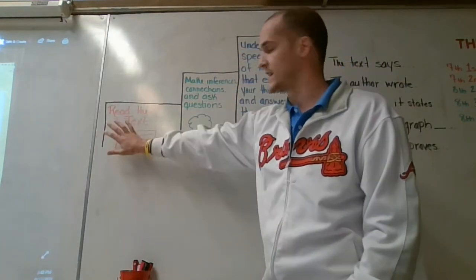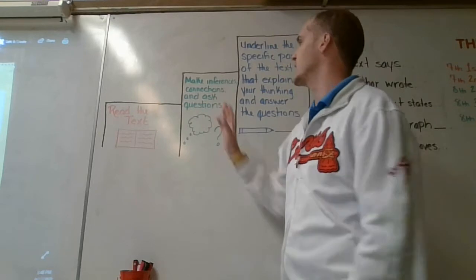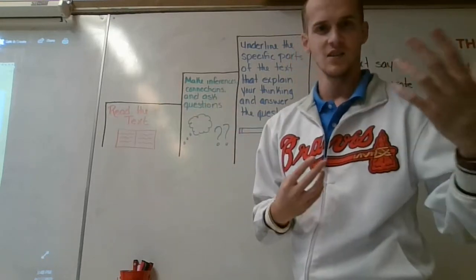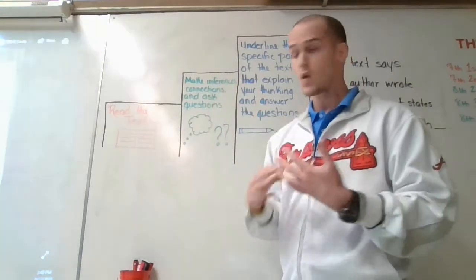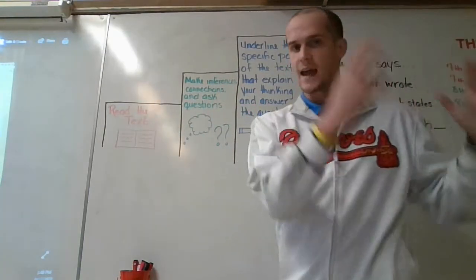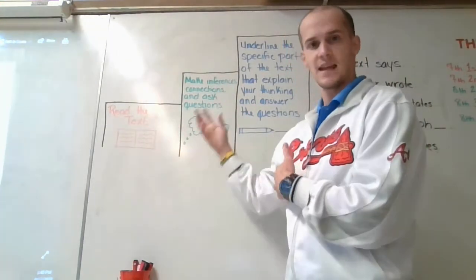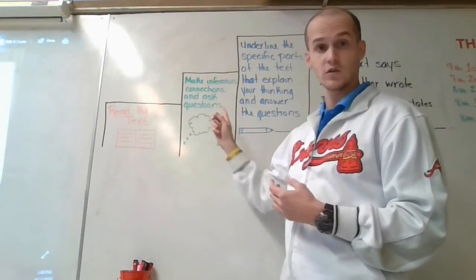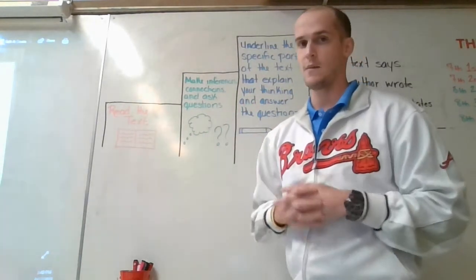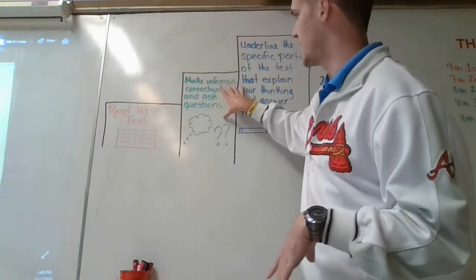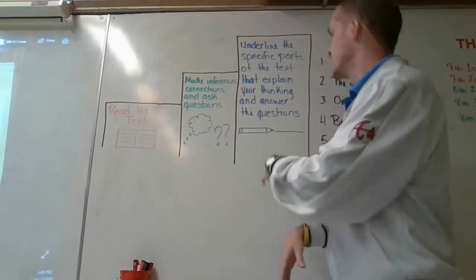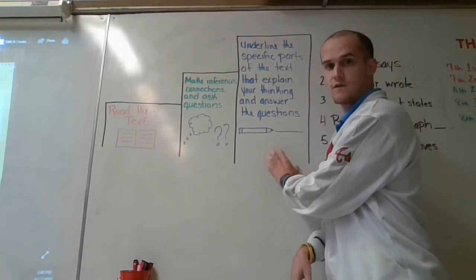And after you've read the text, you have to make inferences or make connections to real life and then ask questions to yourself. Or if you're looking at a passage with questions, make inferences and connections back to those questions at the end of that passage. And once you've read the text and once you've made your inferences and your connections, then you can go to that final step, that third and final step.